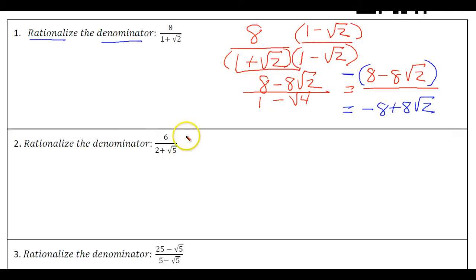So for this one, we're going to multiply numerator and denominator by the radical conjugate, which will be 2 minus the square root of 5. So our numerator becomes 12 minus 6, the square root of 5.